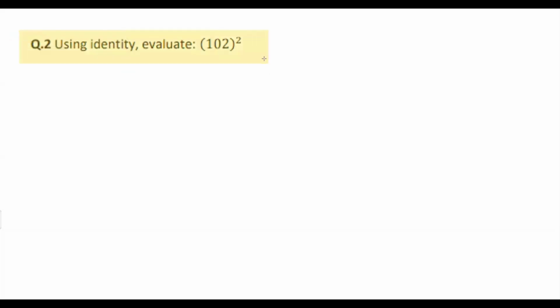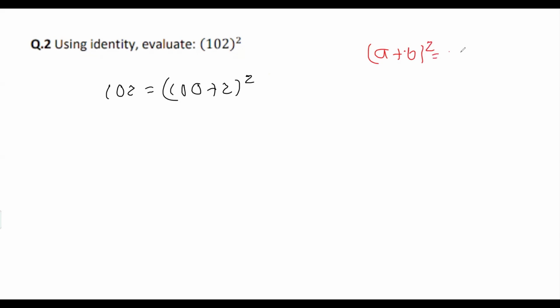Question number 2 is to evaluate this, but by using an identity. So first of all, I can write 102 as 100 plus 2. Why 100 plus 2? Because we need to obtain the maximum zeros. So I just wrote 102 as 100 plus 2. Now we can clearly see that the identity applicable is a plus b whole square, which is a square plus 2 times ab plus b square. Well, a is 100 and b is 2 here.